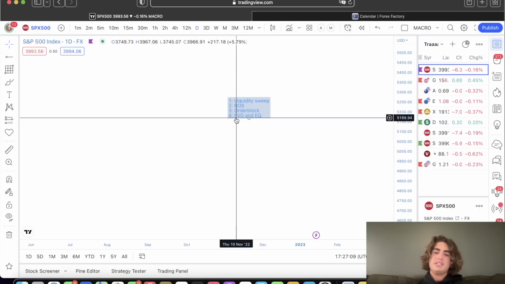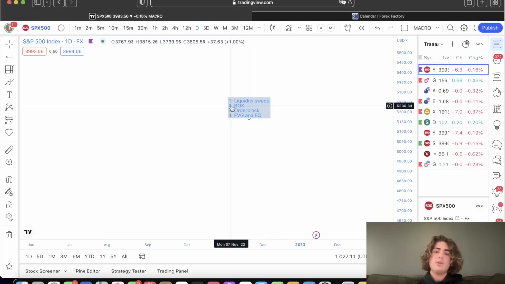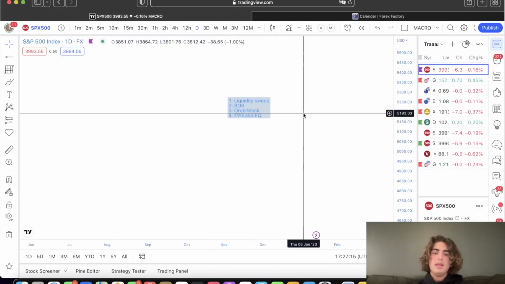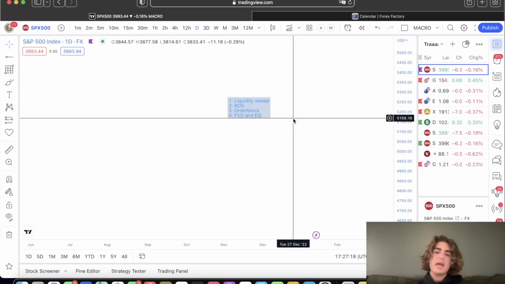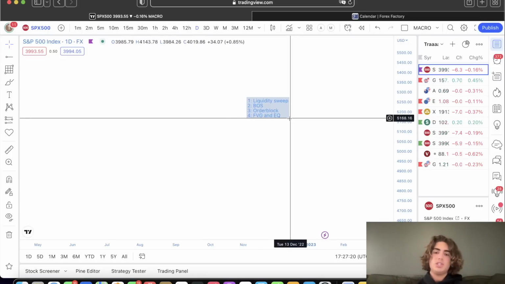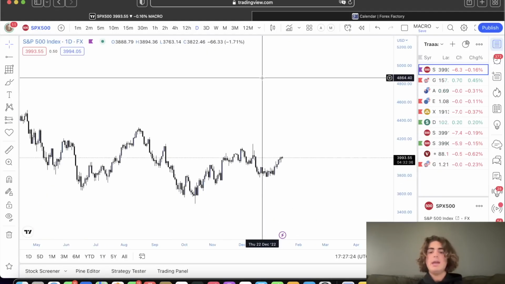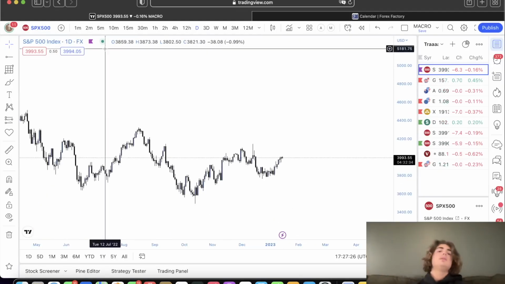These are like our safety net. Liquidity sweep and break of structure, that's our entry. Order block is our first safety net. Fair value gap and equilibrium is like last chance, final hope. All right, with that being said, let's dive into this.